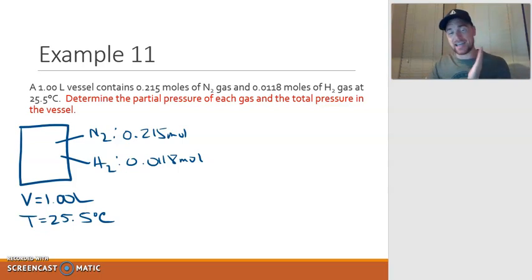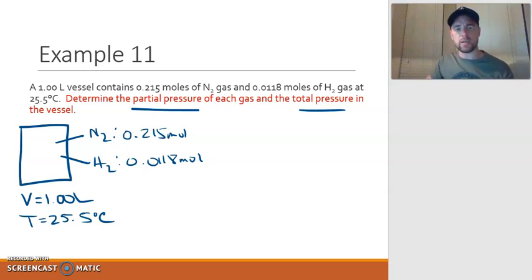Okay, so based on that information, what am I trying to solve for? What's the partial pressure for each, and then what's the total pressure? Nowhere in this problem does it give me anything regarding pressure. You see that? It doesn't tell me anything. So, total pressure, like before we'd say, oh, let's add up all the pressures. Well, we don't have total pressures.